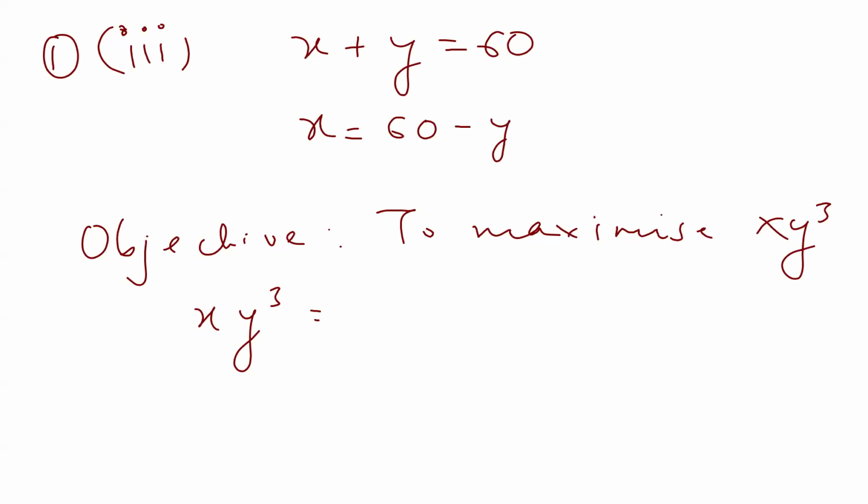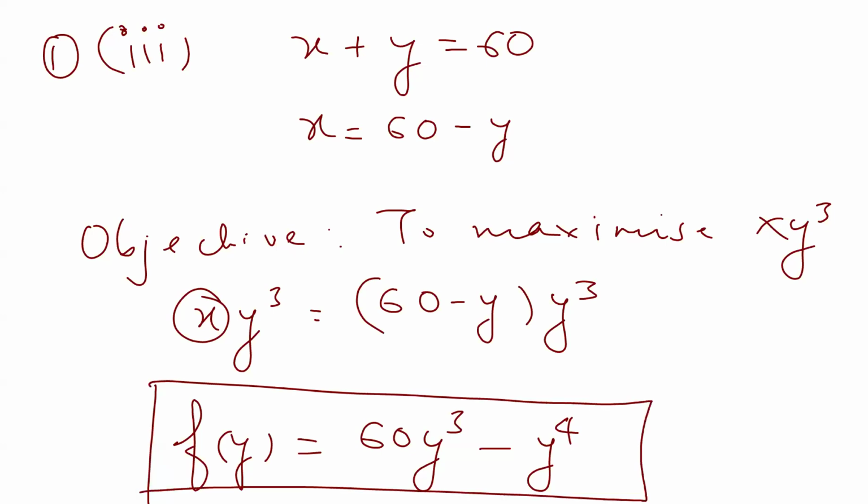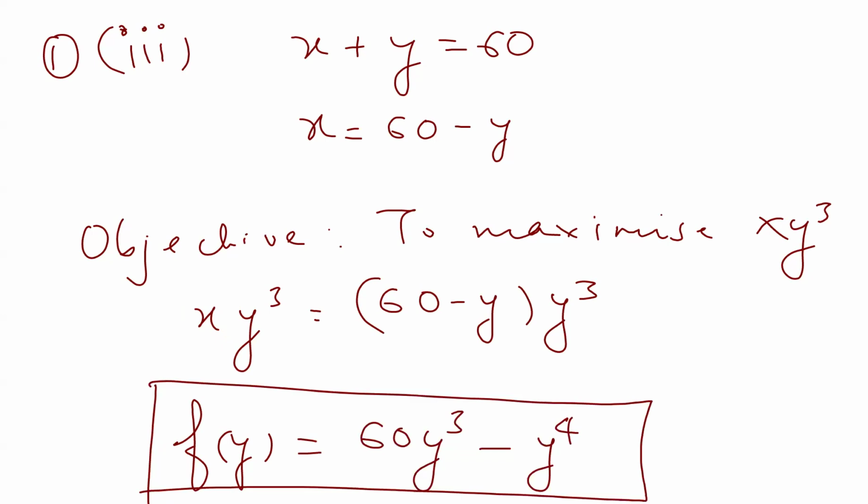Okay. So what is x? X is 60 minus y into y cube. So this time I'm getting f of y, function in terms of y. 60y cube minus y raised to 4. You can also get in terms of x. That is absolutely not a problem. So instead of writing f of x, I'm relying on f of y for this problem because the calculations will be a bit simple. F of x also will be simple. Don't worry about that. But then I'm relying on y. Okay. So we got the value of f of y.